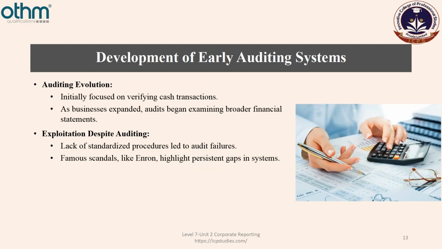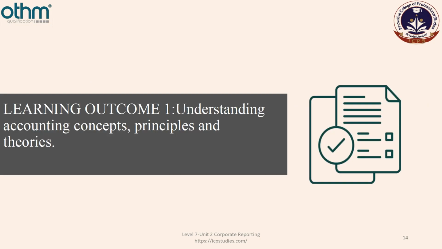Now we have the development of early auditing systems. First is the auditing evolution, in which we initially focused on verifying transactions. As businesses expanded, audits began examining broader financial statements. Then there is exploitation despite auditing, in which the lack of standardized procedures led to audit failures. Then there are some famous scandals like Enron, which highlight the persistent gaps in the systems.